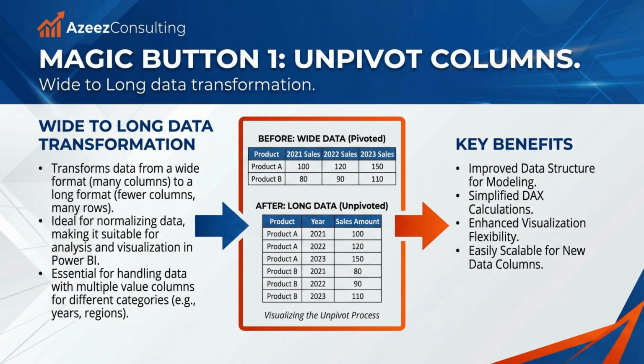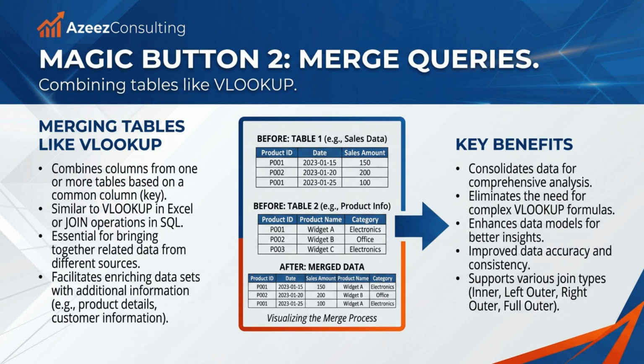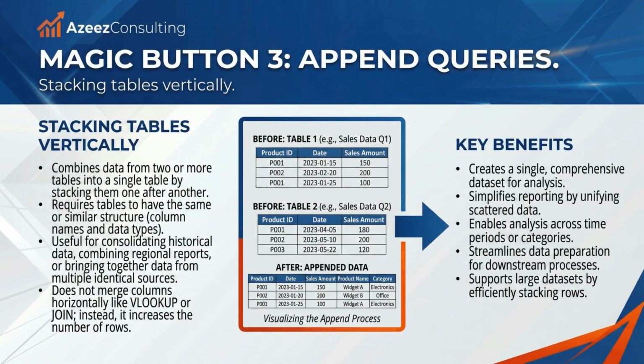Our first magic button is Unpivot Columns, transforming data from a wide format to a long format. This is crucial for normalizing data, simplifying DAX calculations, and enhancing visualization flexibility in Power BI. Magic button 2 is Merge Queries, which is like using VLookup to combine tables on a common key. This consolidates data, eliminates complex VLookup formulas, and supports various join types for comprehensive analysis.